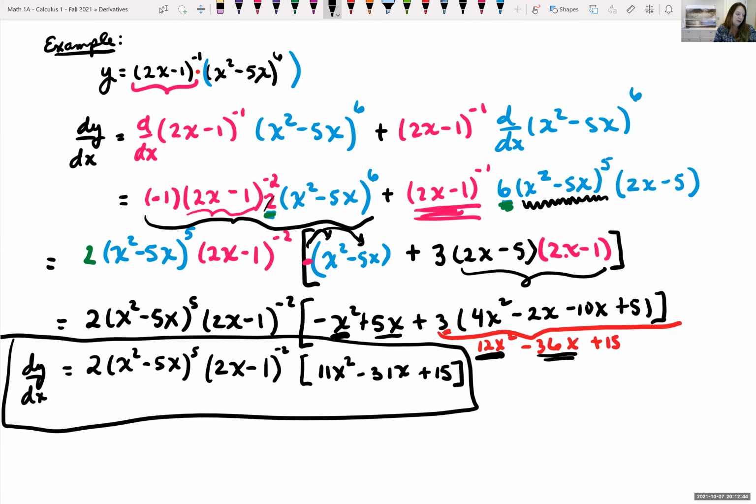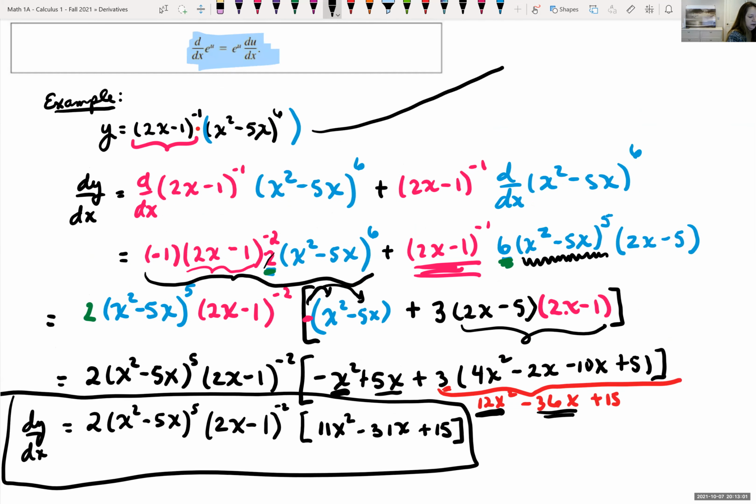So we could have started by writing that differently and then taking the derivative. Noticing our original problem, we have 2x minus 1 to the -1 power. We could have rewritten that with a positive exponent, and said this is the same thing as y equals x squared minus 5x to the 6, all over 2x minus 1 raised to the first power, making that exponent positive. And then go about taking the derivative of that using the quotient rule. And within the quotient rule, when we take the derivative of the numerator, we use the chain rule.